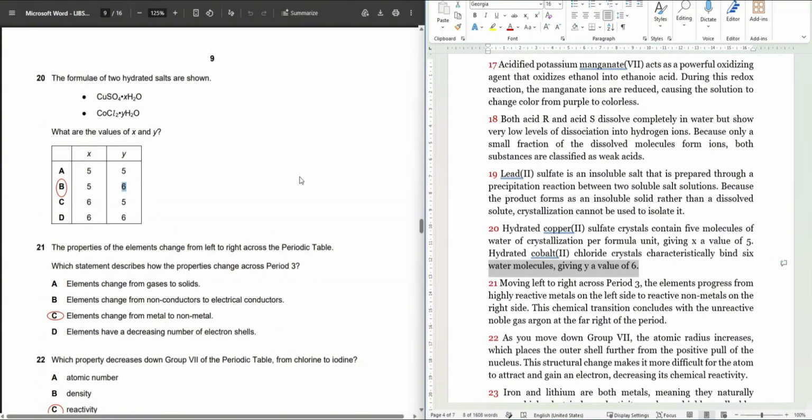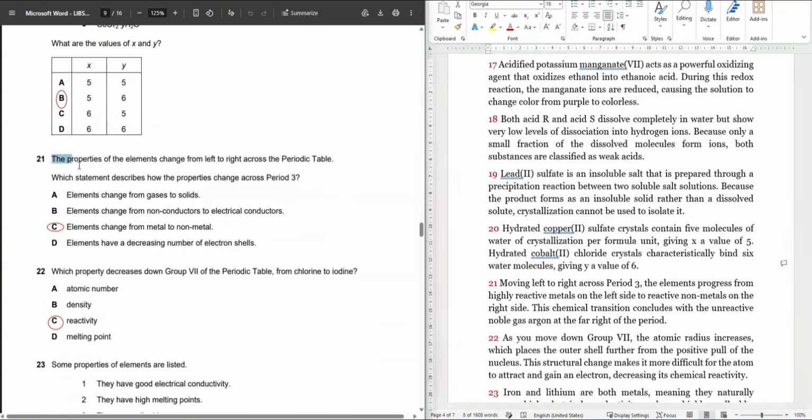Alright, let's do our next question, question number 21. The properties of elements change from left to right across the periodic table. Which statement describes how the properties change across period 3? Option A, elements change from gases to solids. Option B, elements change from non-conductors to electrical conductors. Option C, elements change from metals to non-metals. And option D, elements have a decreasing number of electron shells. Out of these four options, our correct option is C, elements change from metals to non-metals.